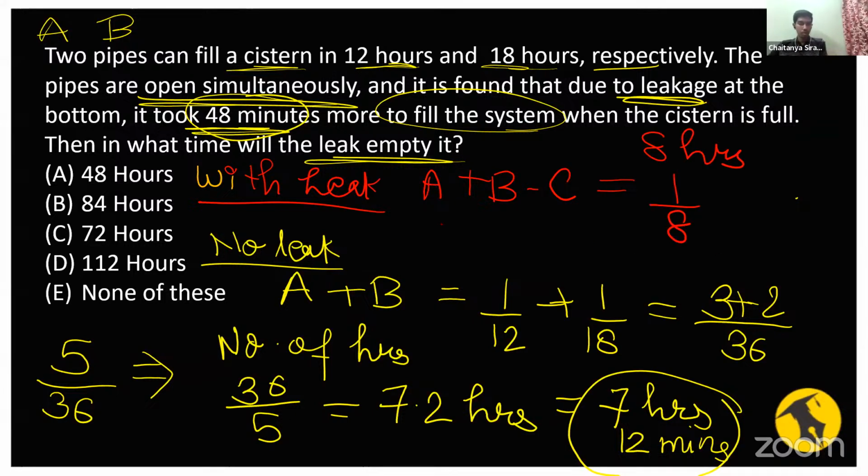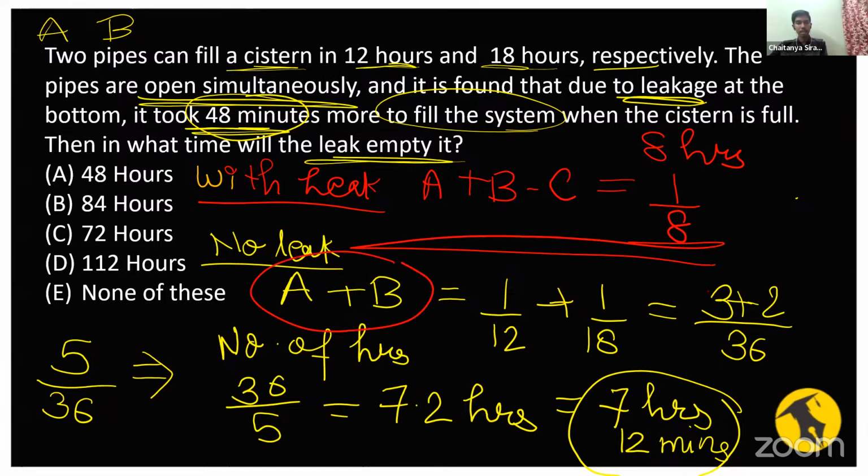Now you have found this equation and you already know this equation. A plus B is 5 by 36. Can you solve for C? If you have noted it down, or you can pause it and take a screenshot. I'll erase this and write it because there's no space to write. All right, I'll erase.